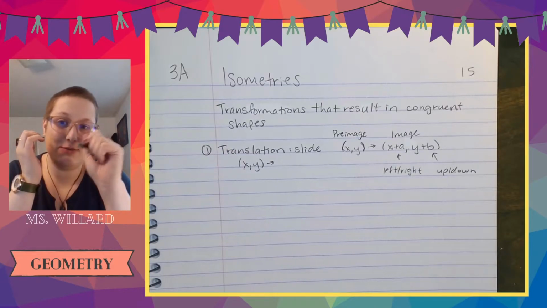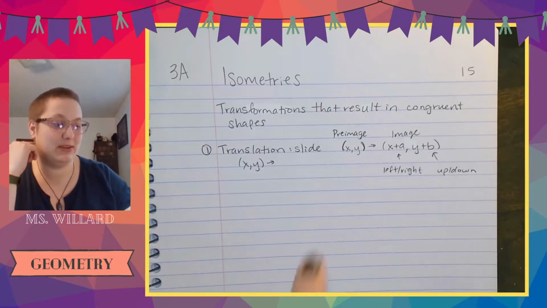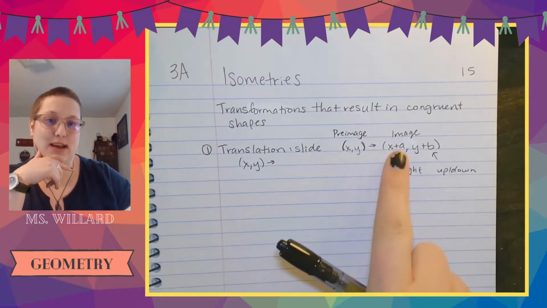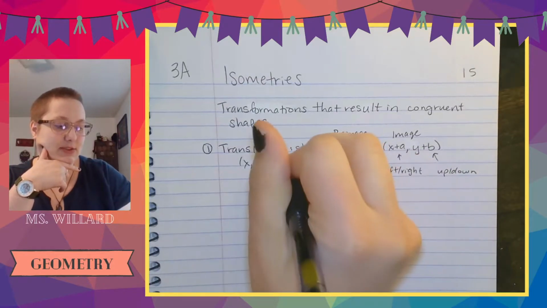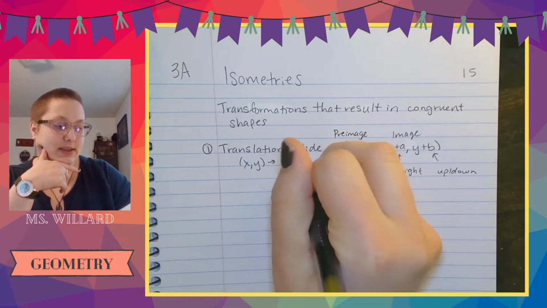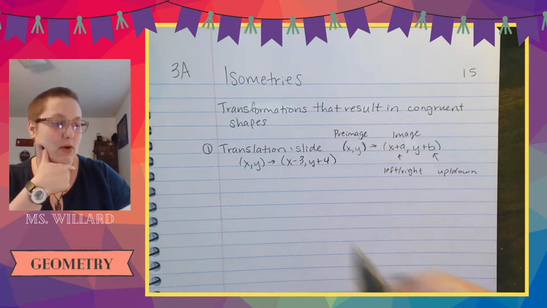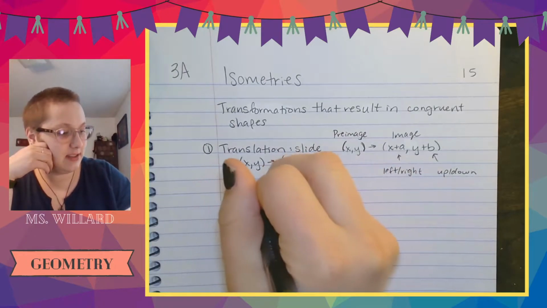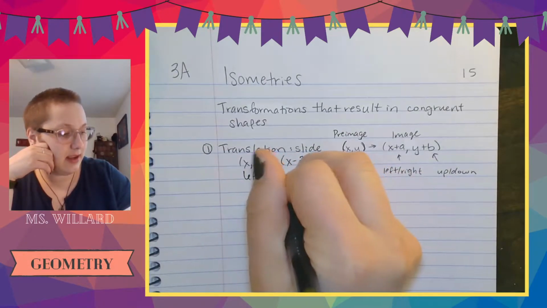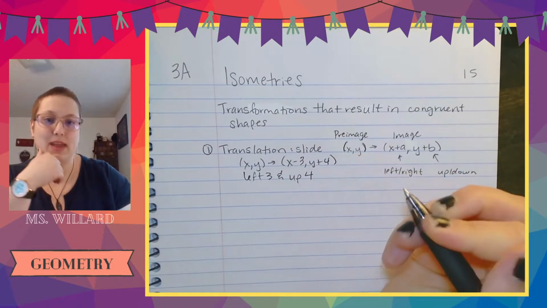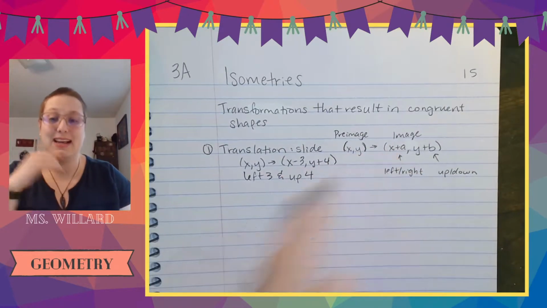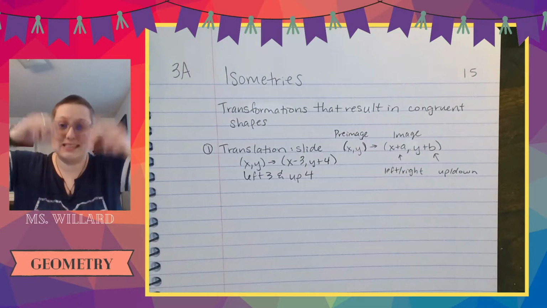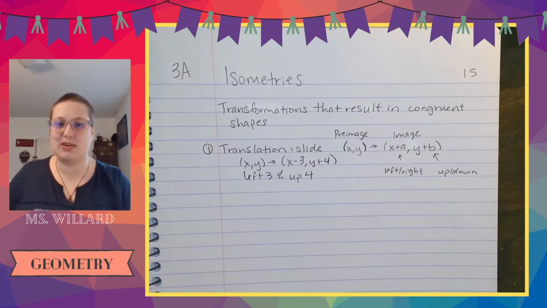Before I used to do a big T with how it changes, but this is the most frequent, especially on tests and stuff. And it's what your book uses. So XY, so X plus A, Y plus B. So if I did like X minus 3, Y plus 4, what I would do is I would take whatever the shape is and I would move it left 3 and up 4. And I know that X is this axis, so it is left and right, and Y is this axis, so it is up and down. So that's just how that kind of works.